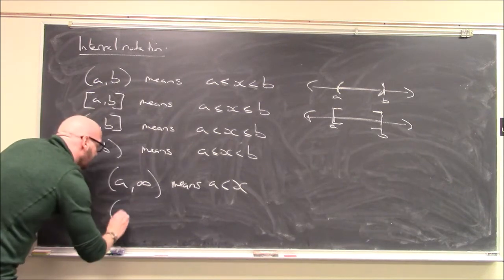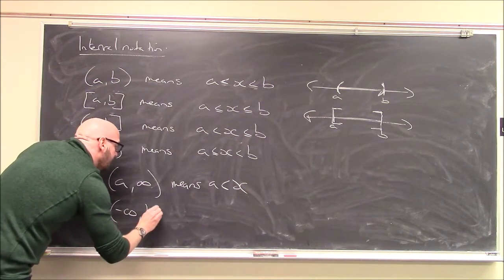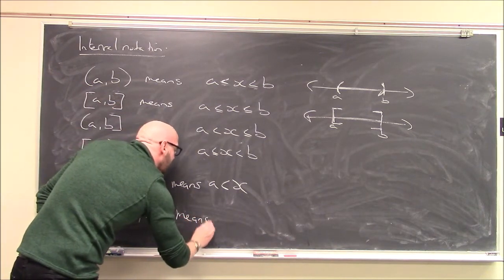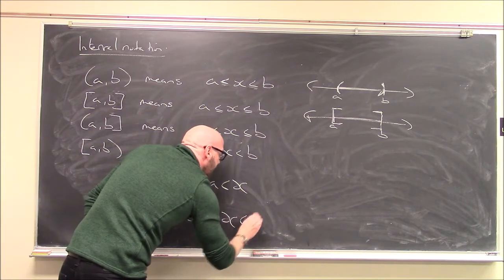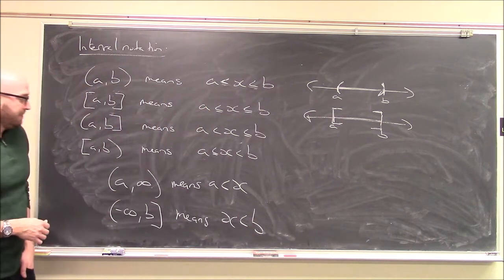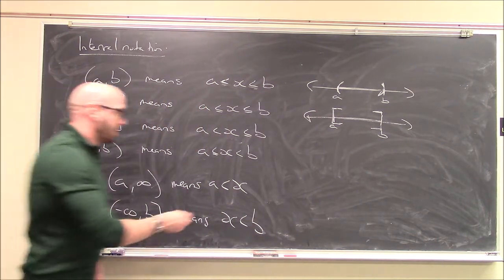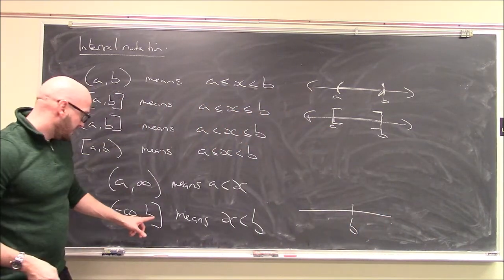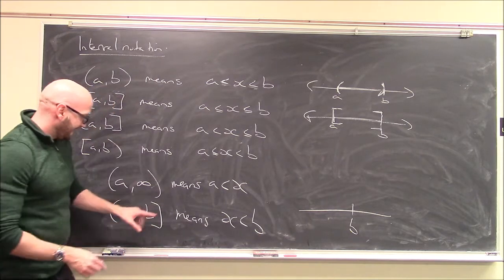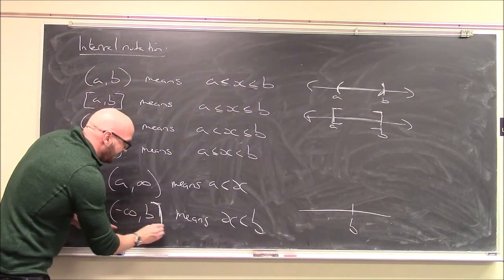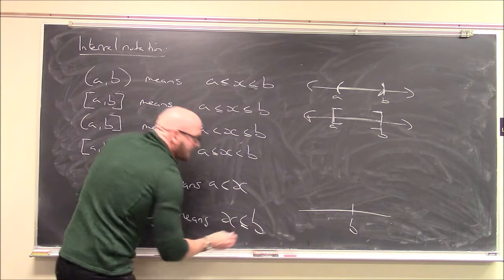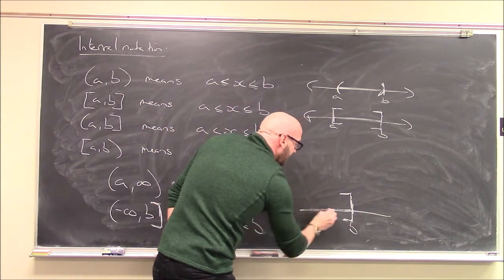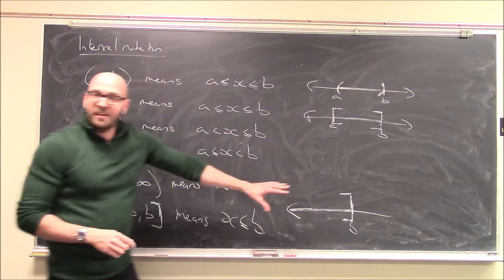You can do other things like you can say minus infinity to b, and this means x is everything less than b, and so on. Right? And graphically, everything less than b, there's b. Oops, good thing I caught this. I have a square bracket here, so this is everything less than or equal to b. So square bracket, less than or equal to b, everything that lives over here in the real number line.